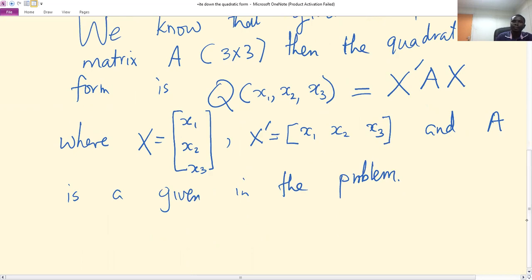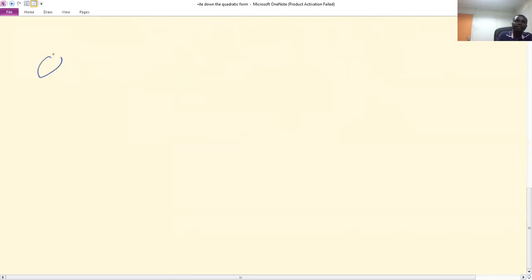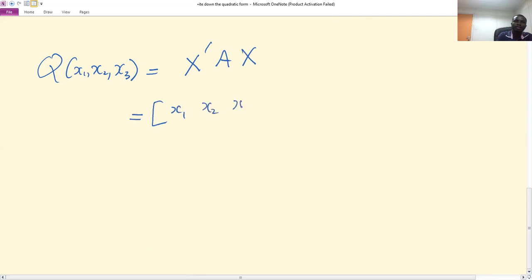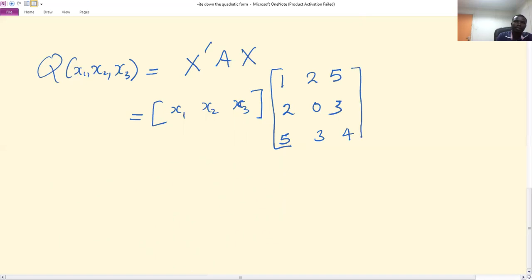So let's write the structure. Quadratic form of x1, x2, x3 given by x prime A x is x1, x2, x3 multiplied by the matrix A, which is 1, 2, 5, 2, 0, 3, 5, 3, 4, and then you multiply by the x vector, x1, x2, x3.